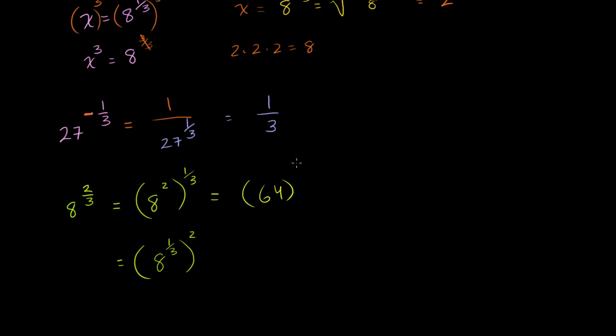And we're going to take that to the 1/3 power. Down here, we have 8 to the 1/3. We already figured out what that is. That's 2, because 2 to the 3rd power is 8. So this is 2 squared.